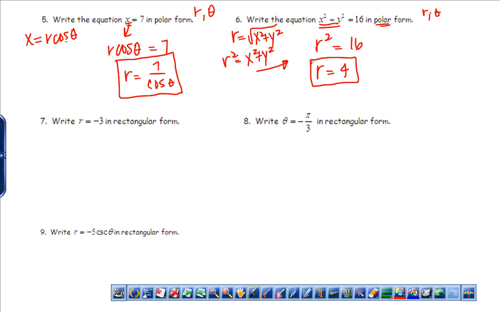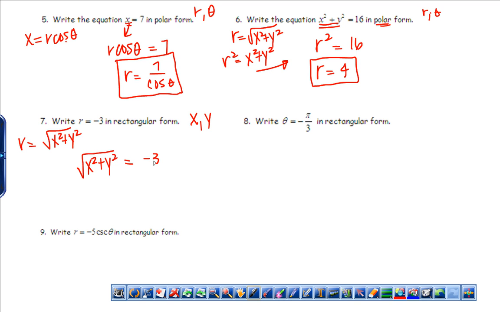Okay, number 7. Now I want to go to rectangular form. That means I want x's and y's. What is r equivalent to? Well, I wrote it up here. R is equivalent to this mess. So if r is equivalent to the square root of x squared plus y squared, let's replace it. So I'm going to say the square root of x squared plus y squared is equal to -3.